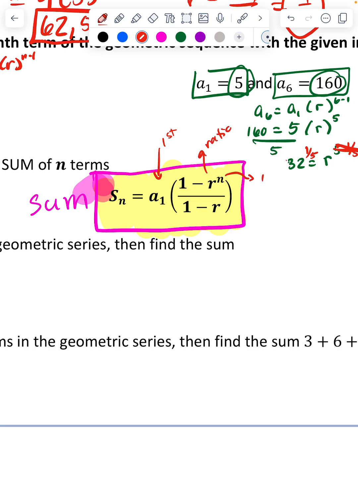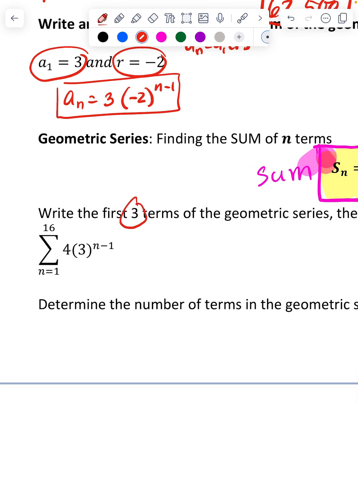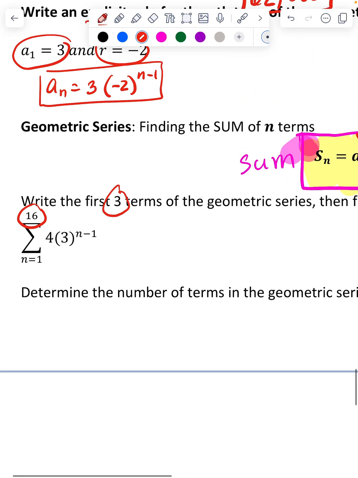N is going to be the number of terms you're adding up. So everything is the same as it has been. Here it says to find 3 terms, but we really are adding 16. So we're going to add up 16 terms. We need the first term, which we find by plugging in a 1. That's going to give us 4 times 3 to the 0, which is 1, so 4.